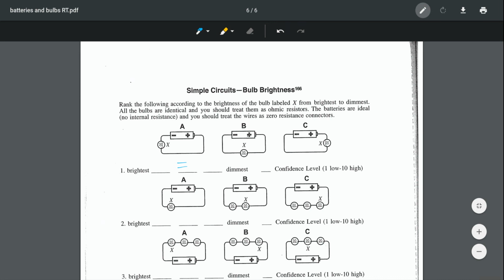For the justification here, in all cases the potential across bulb X is equal to E. So that would be equal. So you're looking at potential difference here. You might say, well, I really like to look at current, and a lot of students that have had circuits before are very current-centric. I'm going to constantly try to pull you back from that. Potential is definitely the more fundamental quantity, and I'll show that to you over and over again.